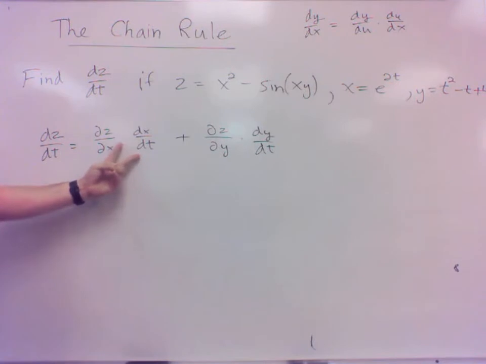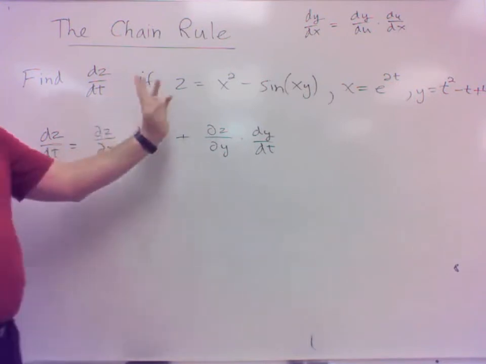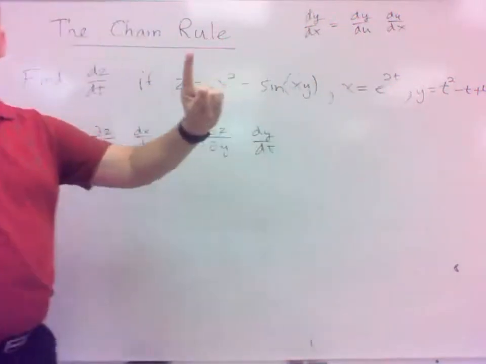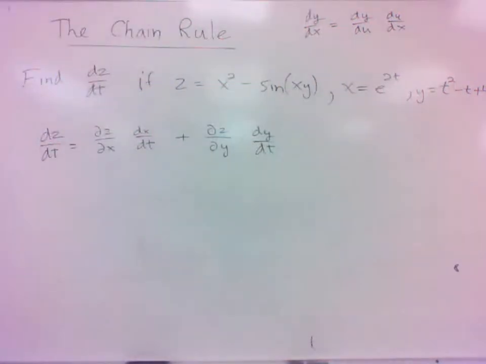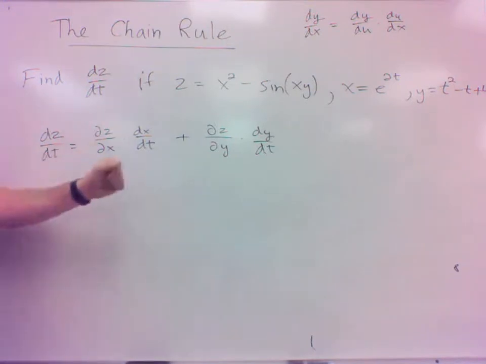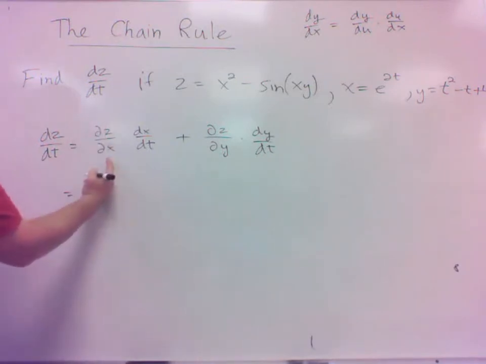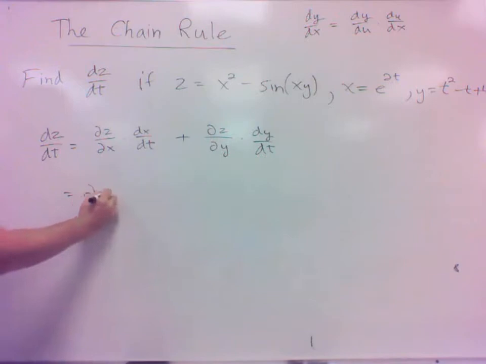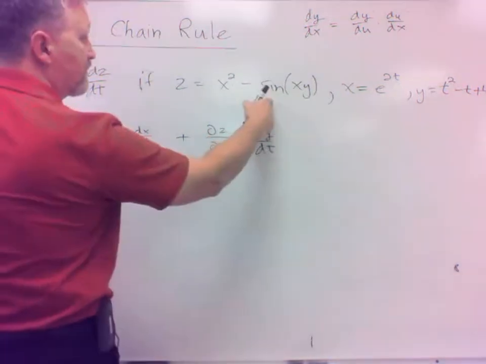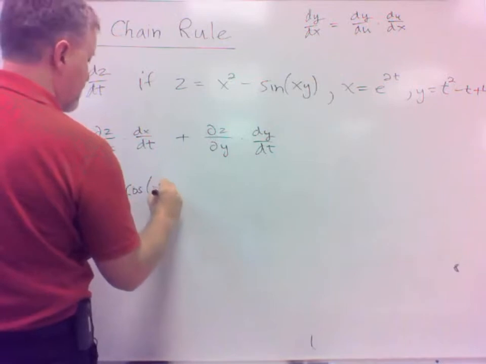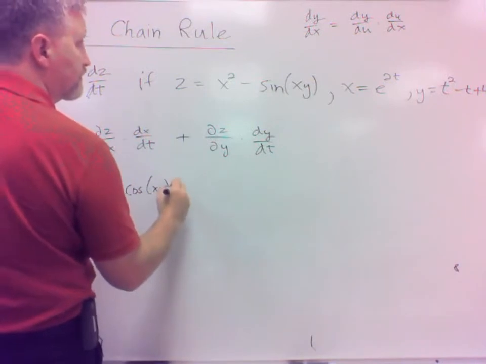Well, that's because z is in terms of x and y, but x is only in terms of t, so it's one variable. So that's kind of why the notation looks like that instead of both being partials. But anyway, all right, so what do we got? Partial of z with respect to x, so that'd be 2x, and then what about that? Minus cosine xy, times 1.